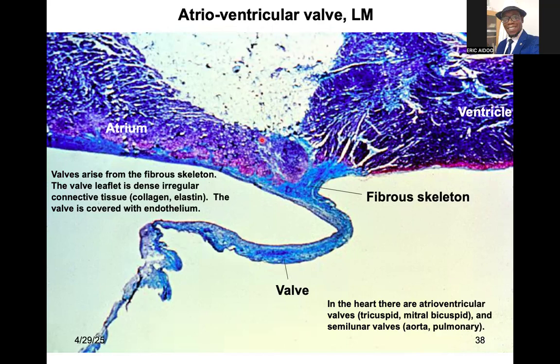So the atrioventricular valve, as indicated here with this special stain, will be supported by the fibrous skeleton, just as the human body is supported by the skeleton. So valves arise from the fibrous skeleton. The valve leaflet is dense, irregular connective tissue, containing a lot of collagen and elastin. The valve is covered with endothelium, which is the innermost layer of the heart. In the heart, there are atrioventricular valves, which are tricuspid, mitral or bicuspid, which we looked at earlier, and semilunar valves, aortic or pulmonary.